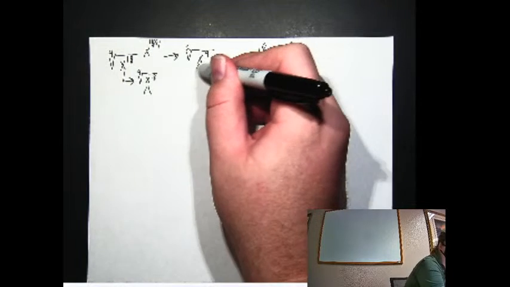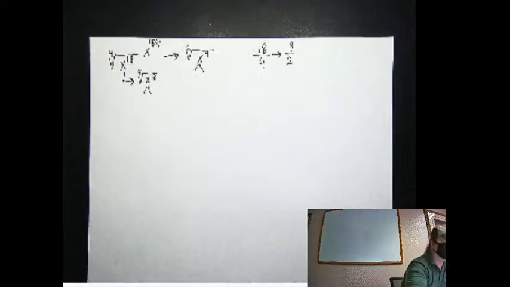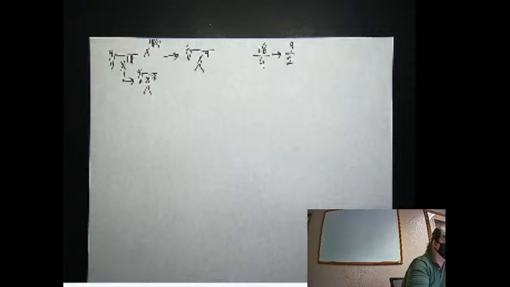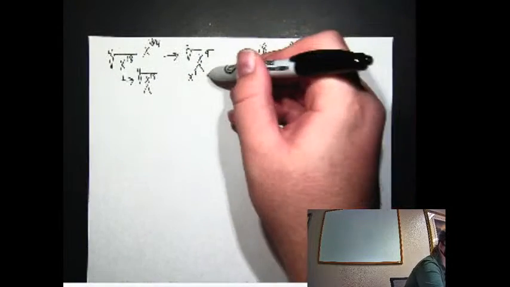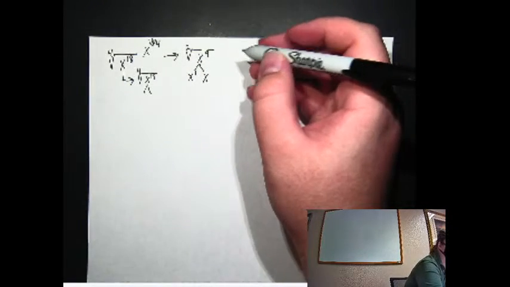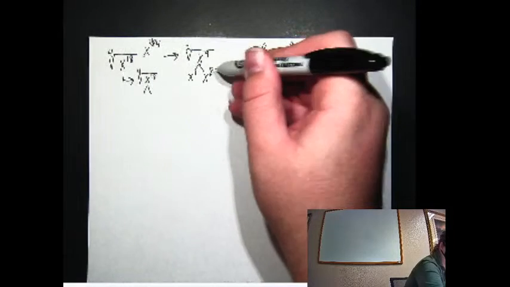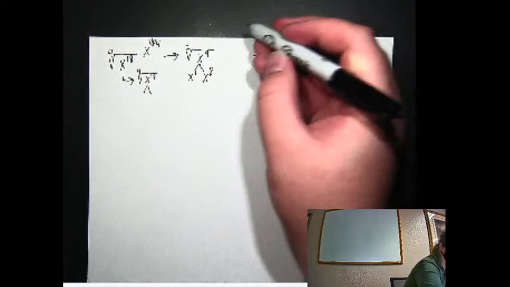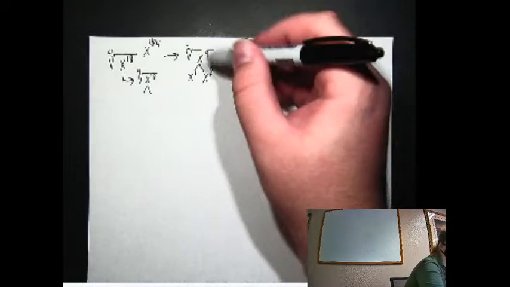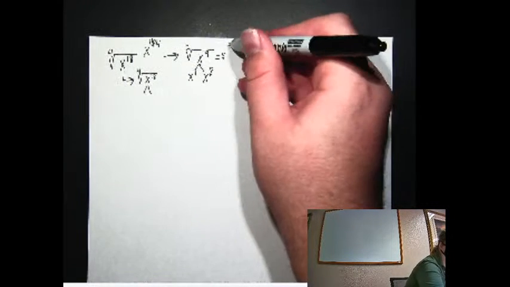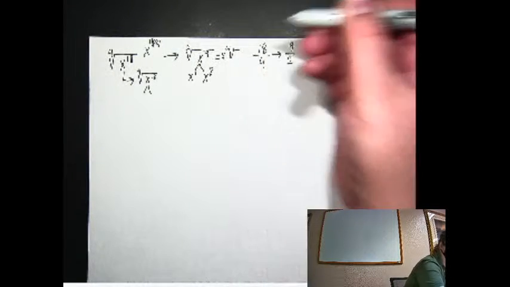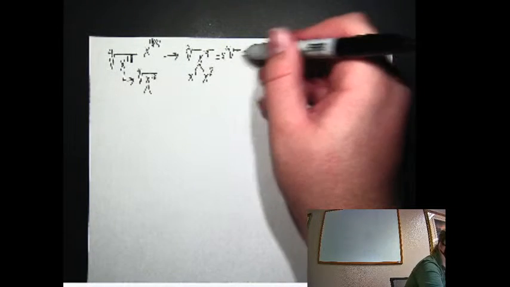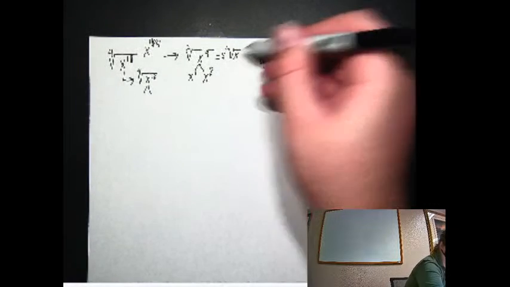Okay, so now 9 won't divide by 2. Let's see if we can make it divide by 2. So let's split off an x to the first. What's left over? X to the 8th. Will 8 divide by 2? Yeah. So we get 8 divided by 2, x to the what? 4th. And what's underneath the root? X to the first.